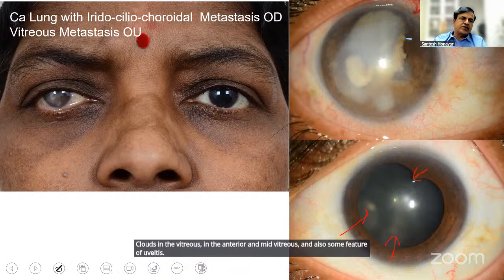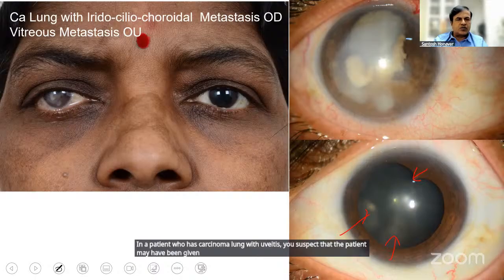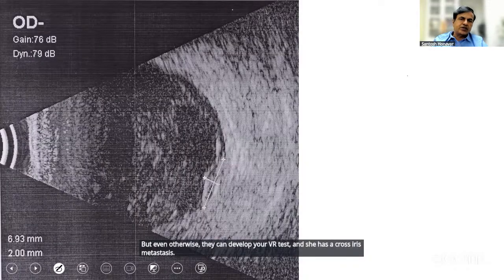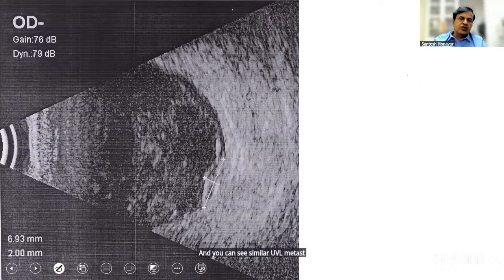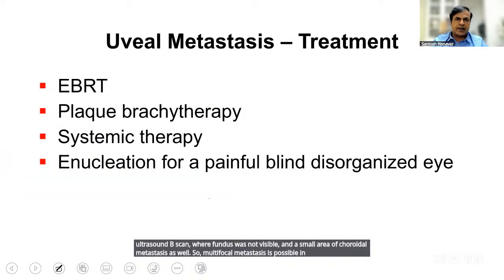You can see clouds in the vitreous, in the anterior and mid-vitreous, and also some feature of uveitis. In a patient who has carcinoma lung with uveitis, you suspect that the patient may have been given target therapy. That's one of the reasons for uveitis. But even otherwise, they can develop uveitis, and she has a gross iris metastasis. And you can see similar uveal metastasis, vitreous metastasis in the right eye on ultrasound B scan where fundus was not visible, and a small area of choroidal metastasis as well. So multifocal metastasis is possible in the eye.